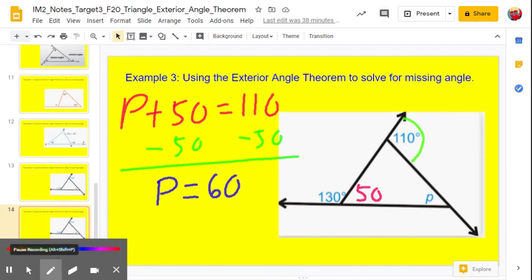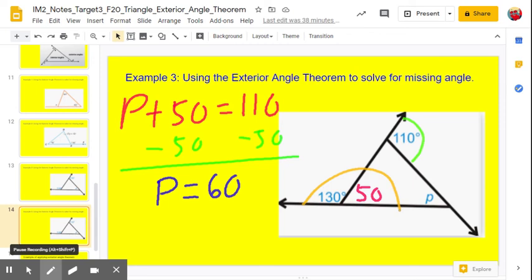Okay, so first thing you had to do is figure out that this one interior angle is 50. Again, we know that those two angles form a linear pair, so we know that they are supplementary. So we simply go 180 degrees minus the 130, leaves us with 50 degrees for the interior angle.